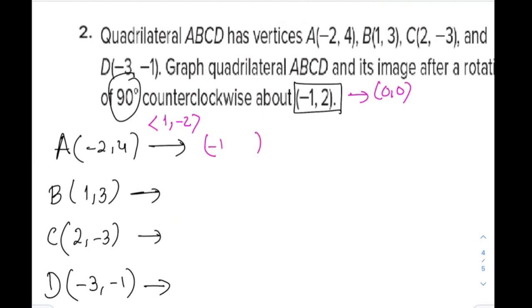Negative 2 plus 1, -1. 4 plus -2, 2. 1 plus 1, 2. 3 plus -2, 1. 2 plus 1, 3. -3 plus -2, -5. -3 plus 1, -2. -1 plus -2 is -3. This is step 1. Okay.